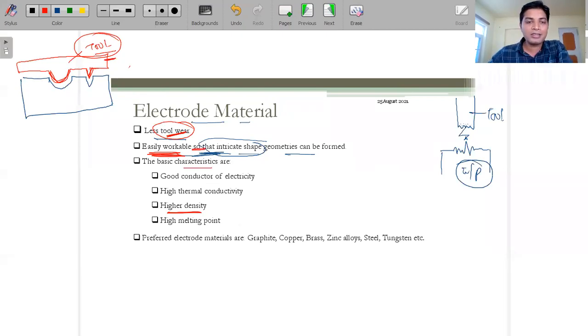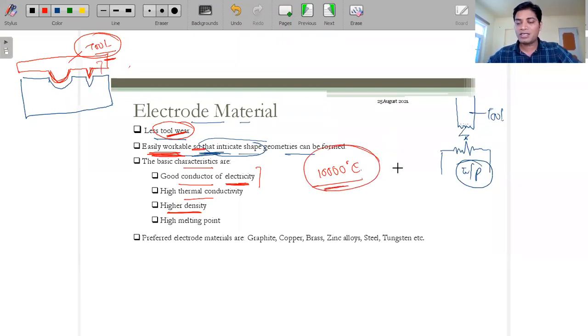Apart from this, the characteristics required are good electrical conductivity, for both the workpiece and the tool. Then high thermal conductivity, because the temperature generated here is in the range of 10,000 degrees centigrade. Because of that, vaporization occurs on the workpiece surface, and if the same thing happens to the tool, then the wear will increase. So we need high thermal conductivity, high density, and a high melting point.